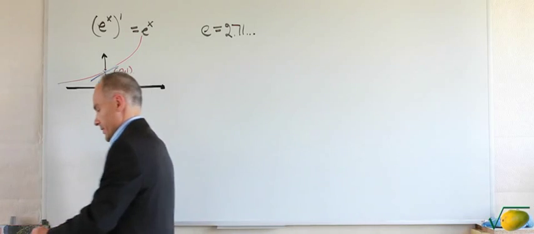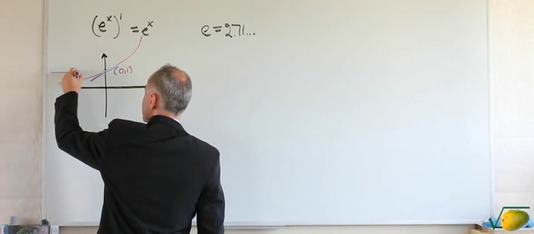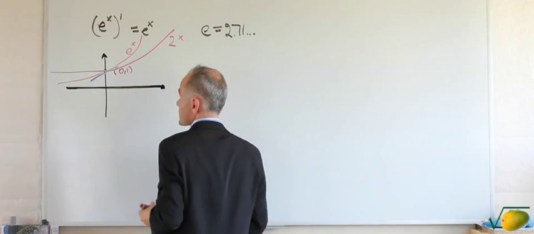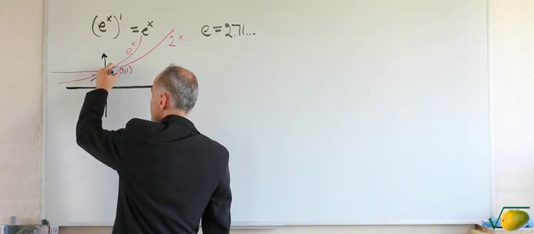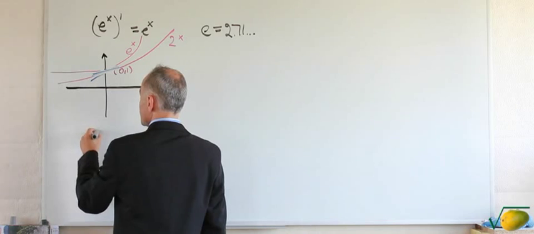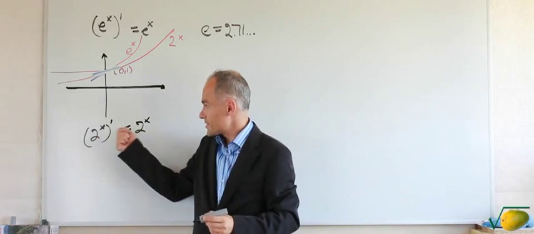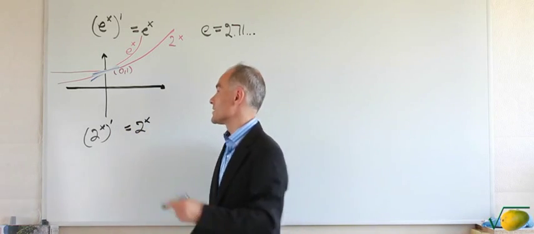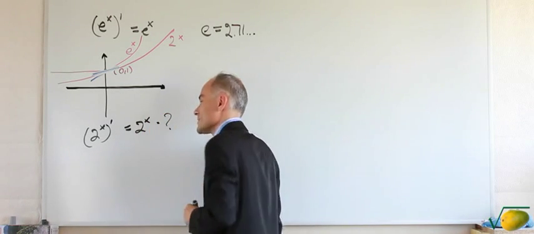Well, it's not the case for, say, 2 to the x. Let me sketch 2 to the x. So that would be 2 to the x, and more or less that was e to the x. The slope at 0, 1 of 2 to the x is a little bit less than 1. So certainly it is not true that the derivative of 2 to the x is 2 to the x, because if it was the case, then at 0, the derivative of 2 to the x at 0 would be 2 to the 0, which is 1, so that slope would be also 1. So probably there is something missing here in this formula.